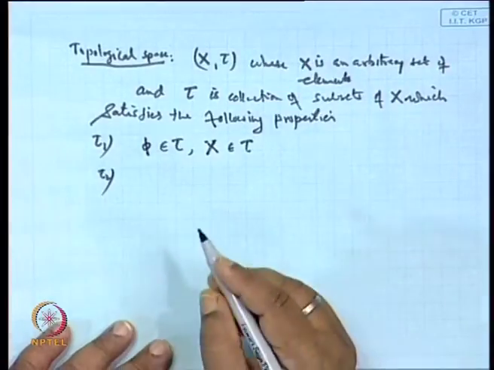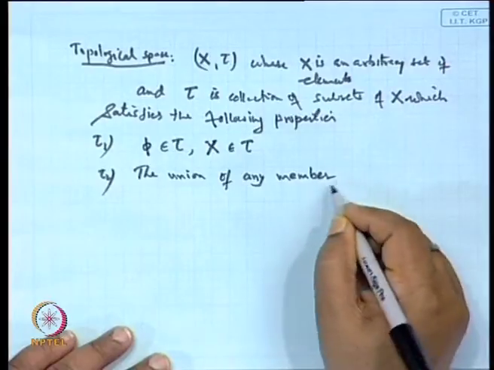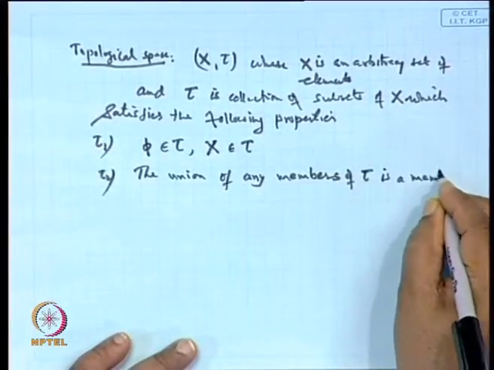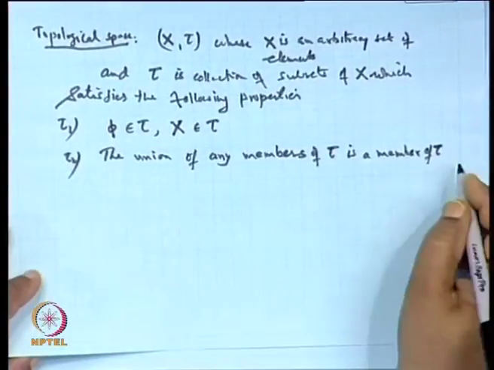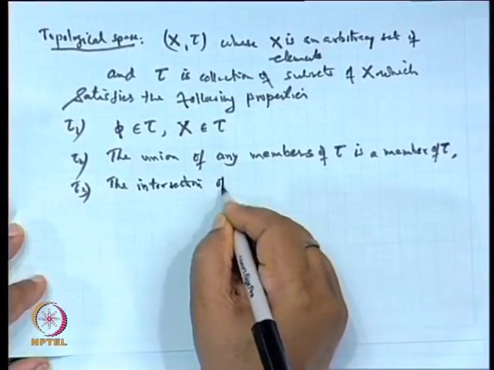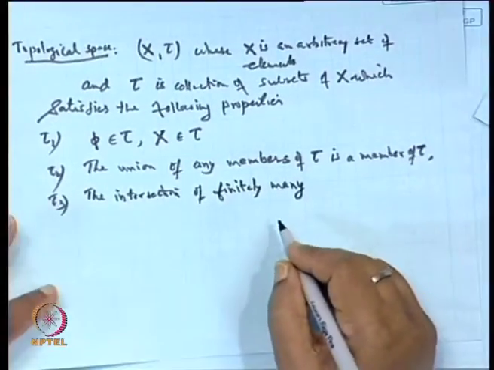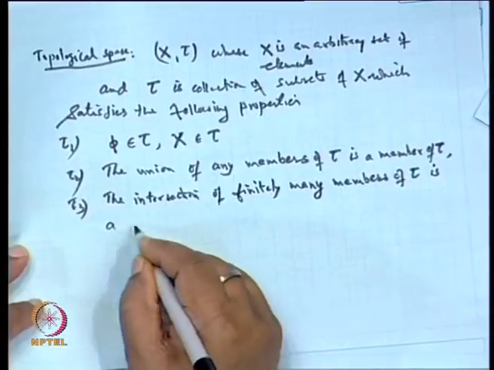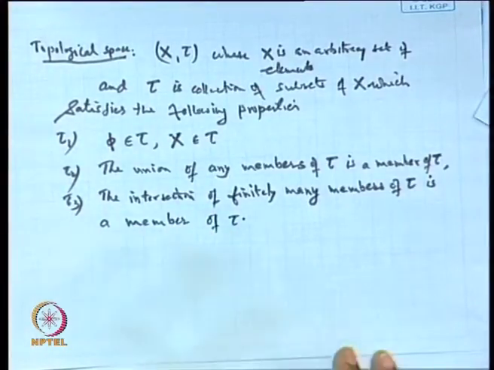The second property is that the union of any members of tau is a member of tau. And the third property: the intersection of finitely many members of tau is a member of tau. So, if these three properties are satisfied, then we say the pair (X, tau) is a topological space.